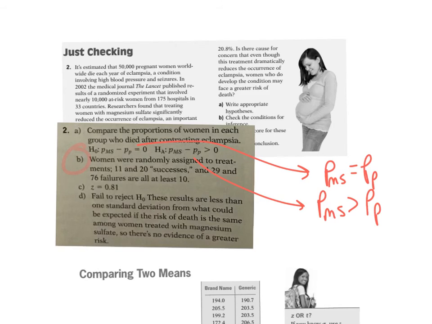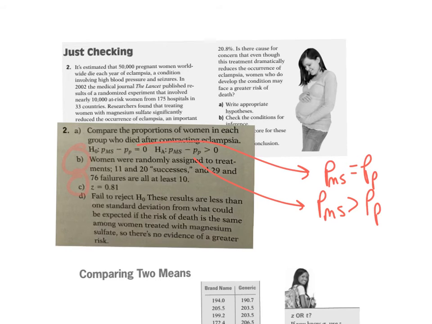Make sure you check your assumptions and conditions, so letter B. And then you want to say that technically they're missing the 10% condition, but you want to throw that in there, that the groups of women are less than 10% of the 50,000. And then for letter C, you have to find your z-score. Hopefully you got 0.81. If you didn't, look back at the previous page because it has the formula for you.